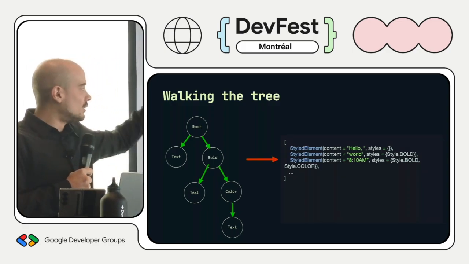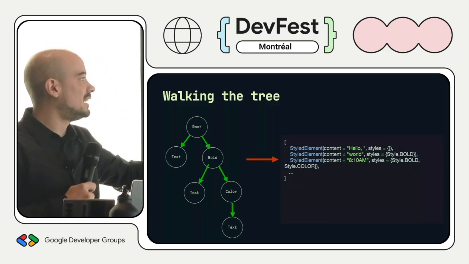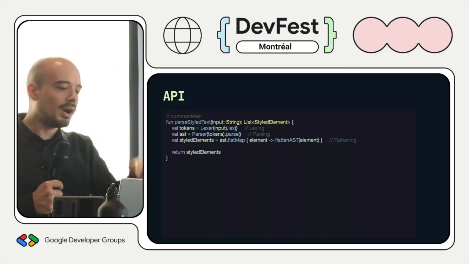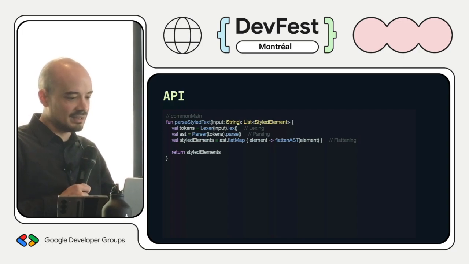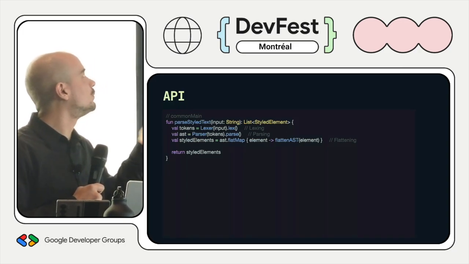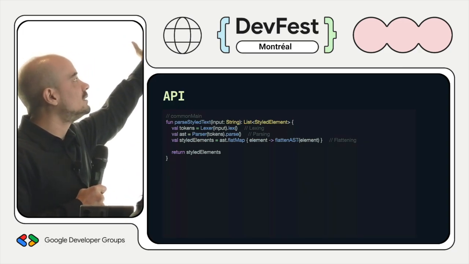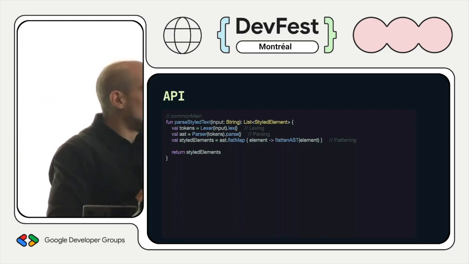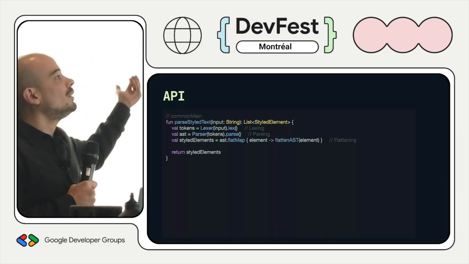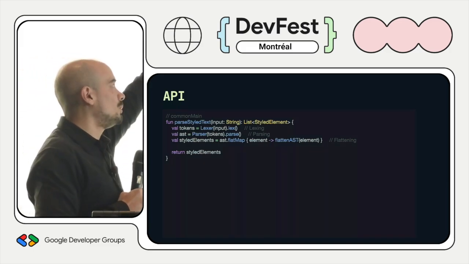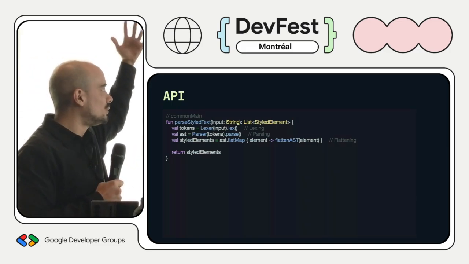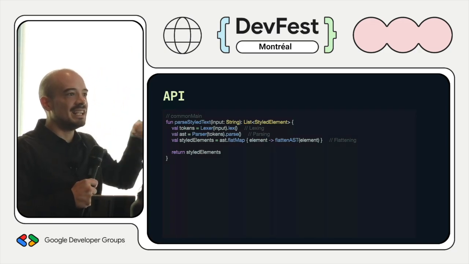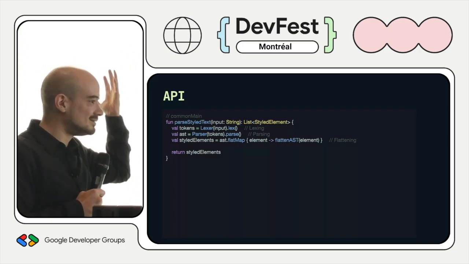Then you go to the color, and so that text takes the style bold and color. So how would we define this in code for our library? In our common code, we would have a parse style text that returns a list of style elements, where we do all of the different steps that I showed before. So we would lex the tokens, we would parse into our AST tree, and then we would flatten that AST tree into a consumable style list.